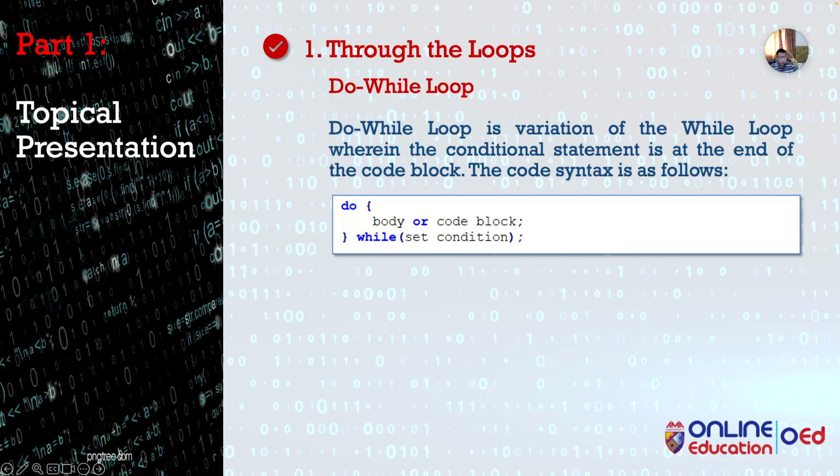We have the keyword do followed by the code block, and intended to be repeated in closing curly braces, and followed by the while condition to continue, which is inside the parentheses. Note that the while condition needs to be terminated by a semicolon. Having the loop body in front of the condition ensures that the body will execute at least once. So let's see how it's done.